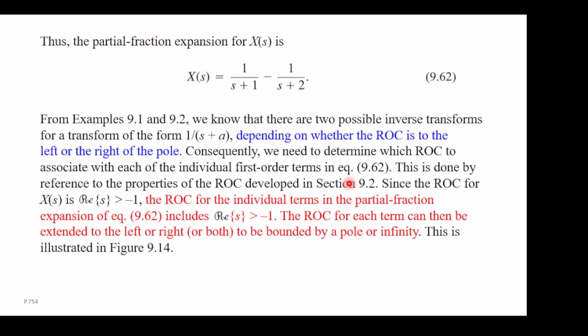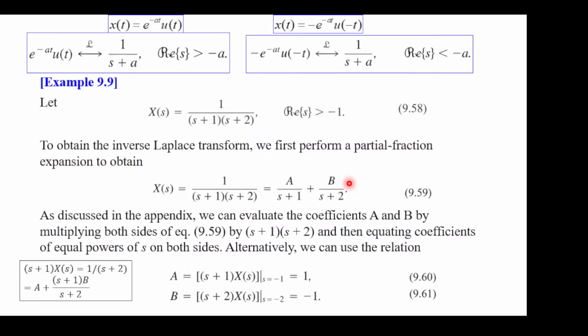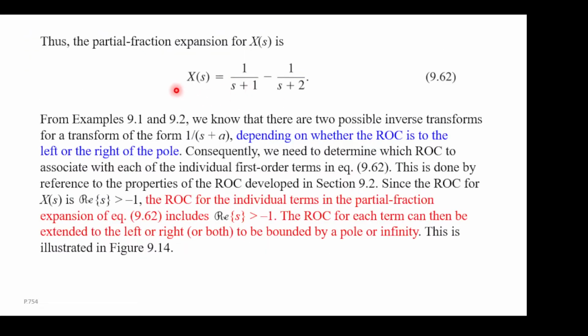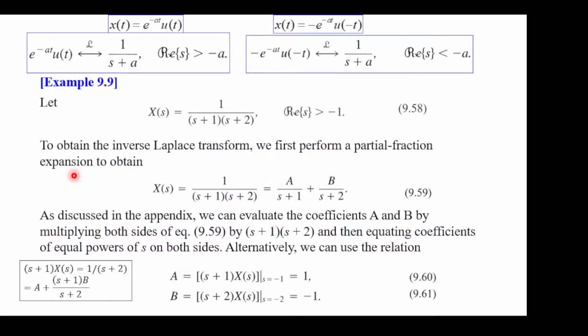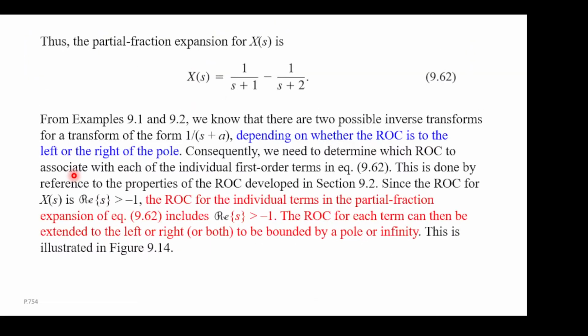So just like we know before, big X is 1 over s plus 1 minus 1 over s plus 2. And now we need to think about what the ROC is.